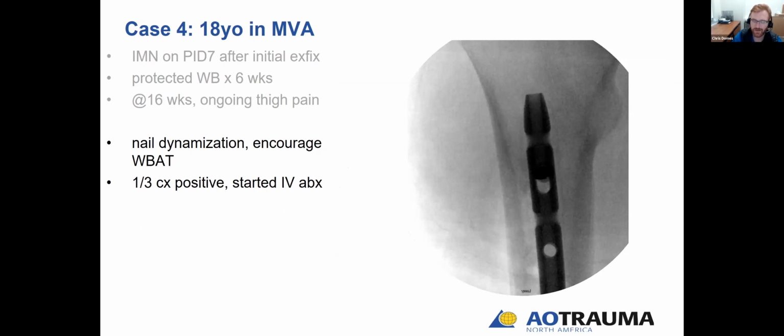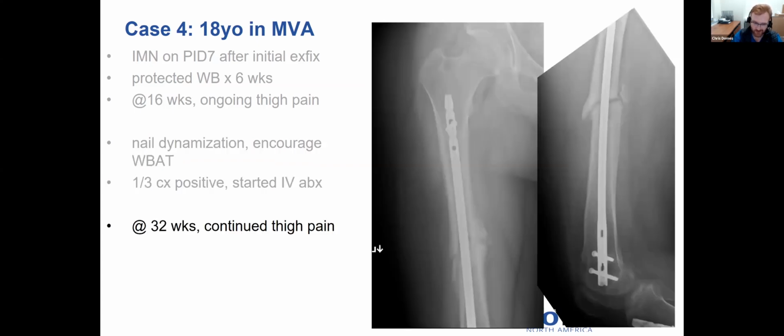We let him weight bear, but then 3 to 5 days after the operation, 1 out of 3 cultures comes back positive, staph epi. That's a big question. Is it a contaminant? Is it not a contaminant? We decide, though, to treat this more aggressively with IV antibiotics. I get my infectious disease colleagues in tow as well, and we decide as a group to treat this. Though we treat him with antibiotics, we retain the nail, which you can discuss as to whether that was smart or not.